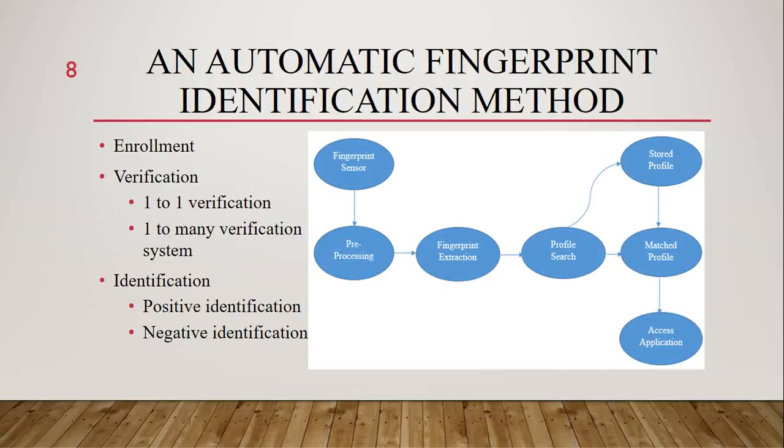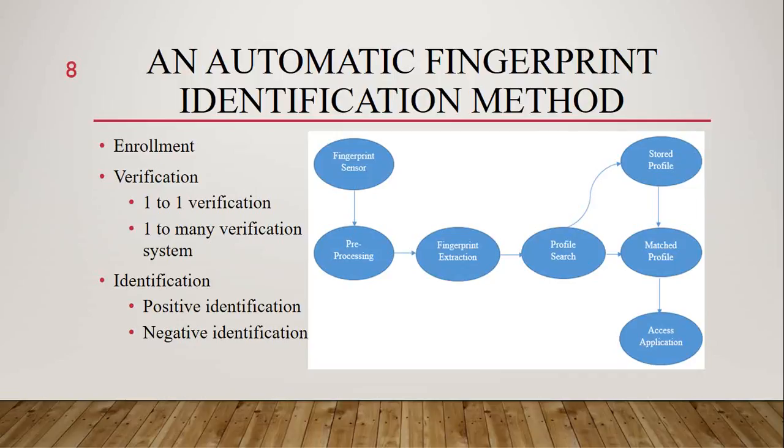Next, verification. To verify that a person is who he or she claims to be after the enrollment process is called verification. There are two types of verification system: one-to-one verification and one-to-many verification. Typically, a verification system contains a lot of stored template images. Finally, identification.